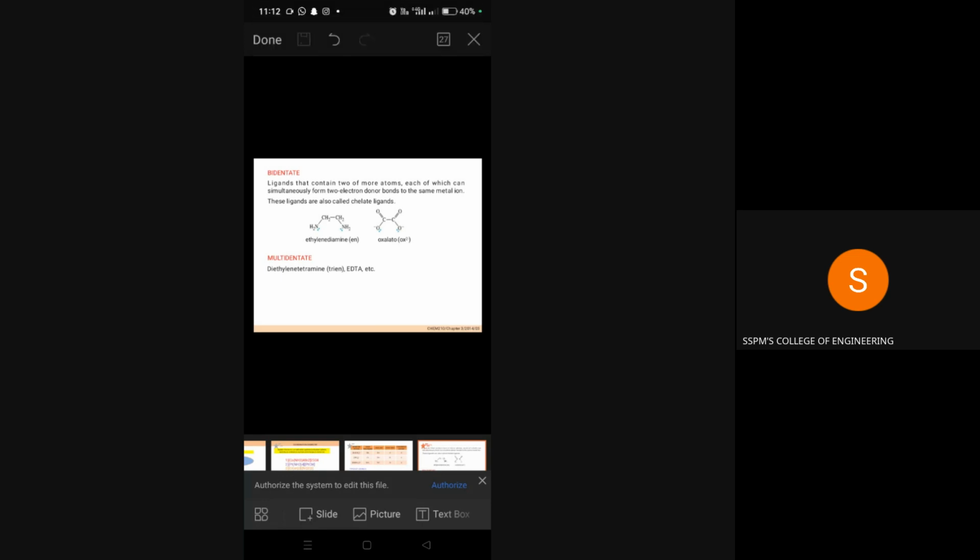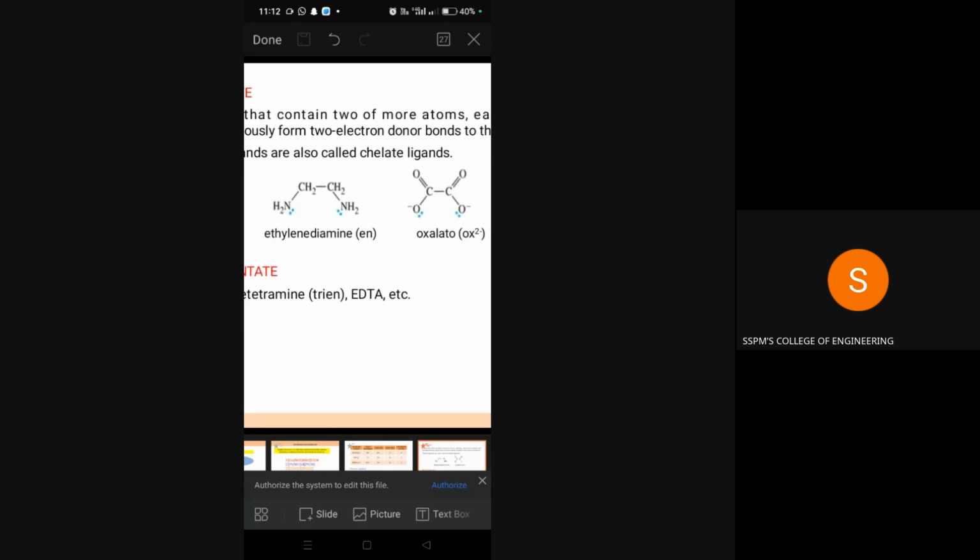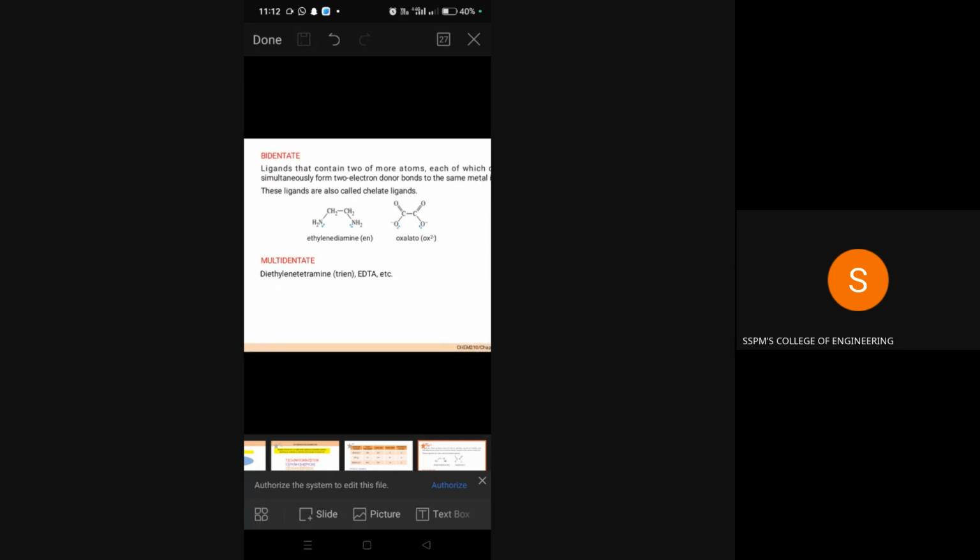EDTA means what? Ethylene diamine tetraacetic acid. So En means bidentate and oxalato means ethylene diamine असेल फक्त En, ethylene diamine that is bidentate, and EDTA is a hexadentate. Hexa means 6. So it donates 6 donor atoms.